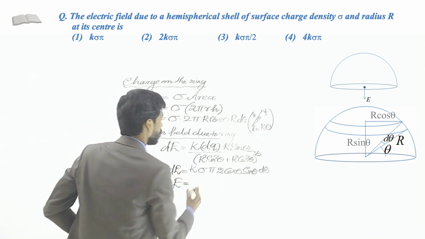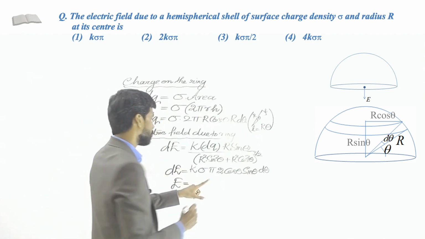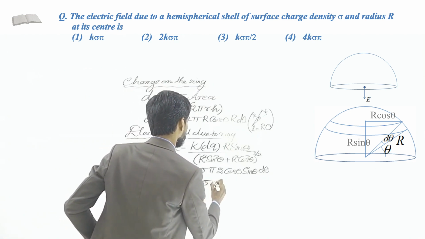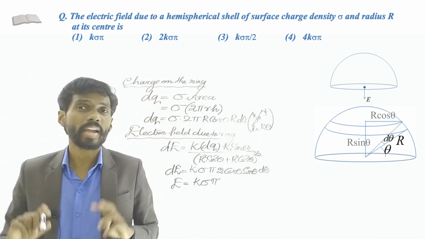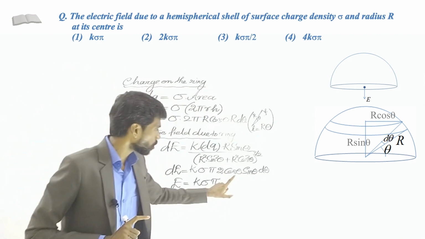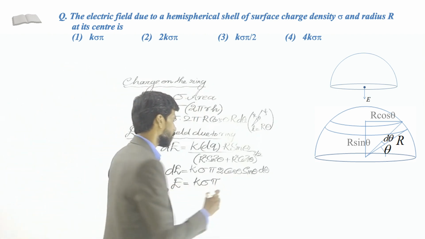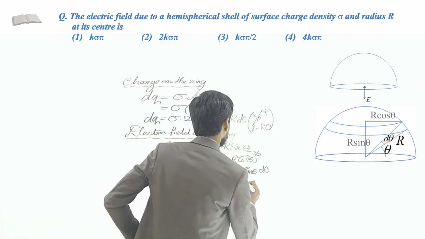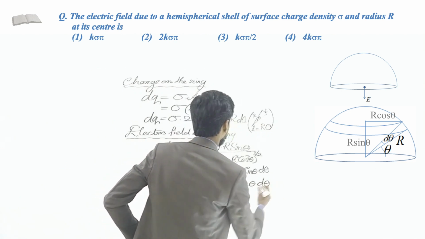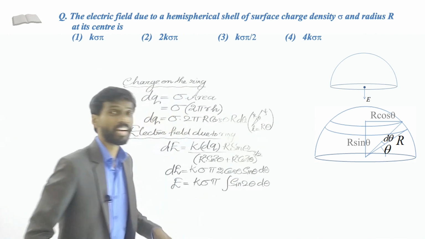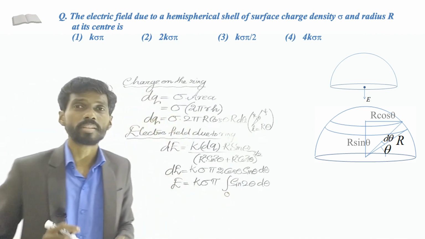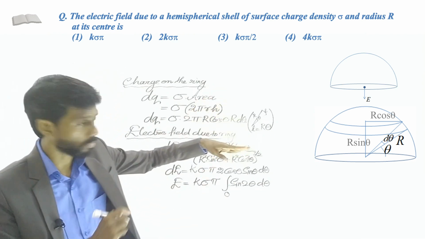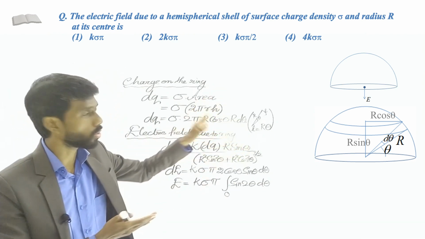Okay, so E. So let's simplify this first. K sigma pi. Now this 2 sin theta cos theta can be written as sin 2 theta, right? That has a formula, right? So sin 2 theta is 2 sin theta cos theta. So this can be written as sin 2 theta d theta. Alright, so you have to do the integration. See, the range of values of theta, that is from 0, because 0 is the starting point, right? So theta is 0 to pi by 2.